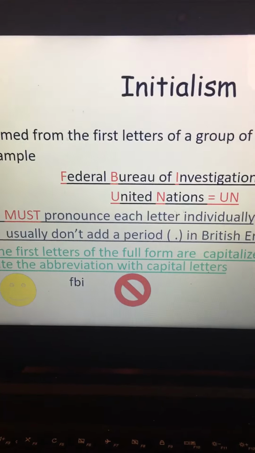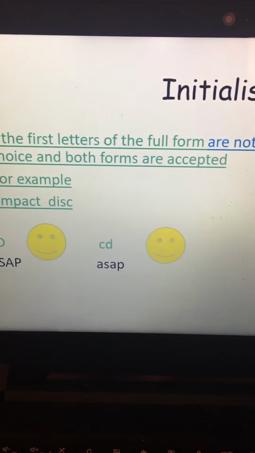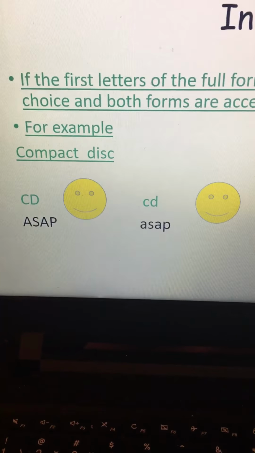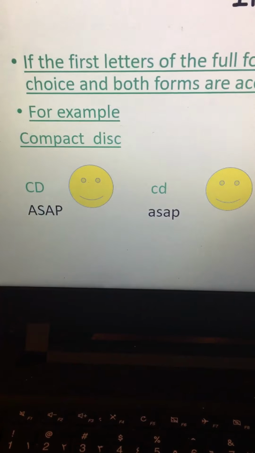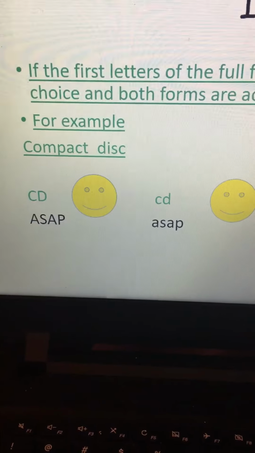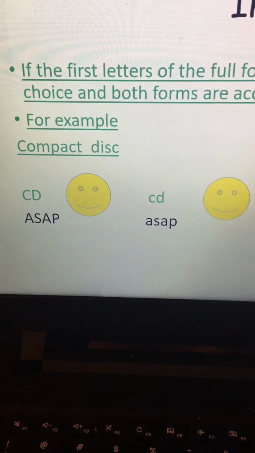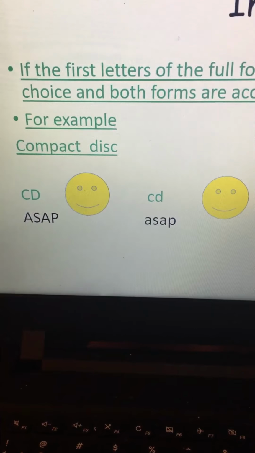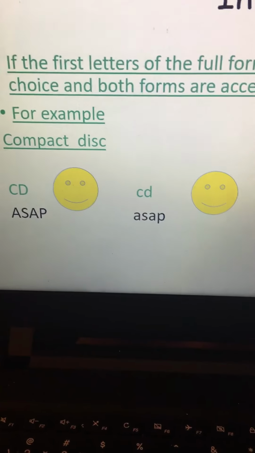If the first letters of the full form are capitalized, then we always write the abbreviation with capital letters, as in the example shown below. Here's the right form, here is the wrong form. If the first letters of the full form are not capitalized, then it's a style choice, and both forms are accepted, like the examples shown below. See? CD, ASAP. The initials refer to the phrase as soon as possible.